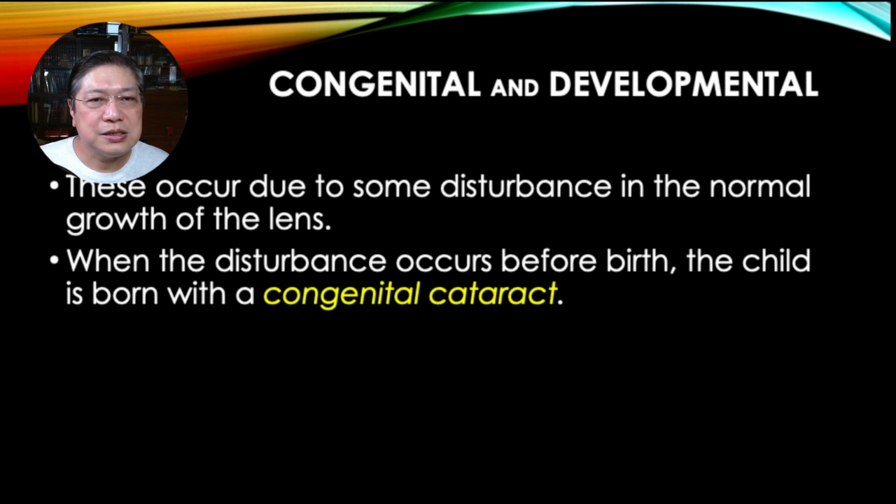So cataracts can be congenital and developmental. Now, what do you mean by congenital? If the patient was born with cataracts, then it's a congenital cataract. That means something happened in the womb that disturbed the growth of the lens, and sometimes you'll be able to identify it by simply looking at your patient's eye.